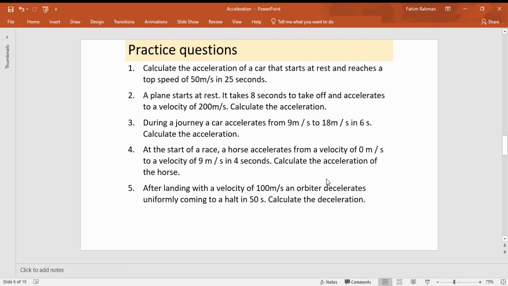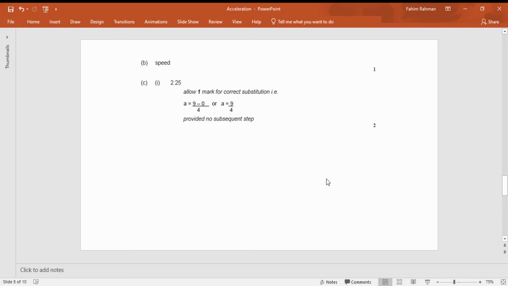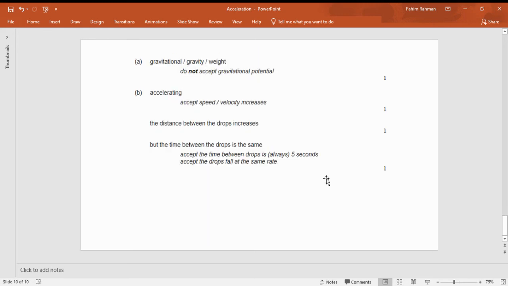Following on, we've just got some practice questions for you to do, and then some exam questions I would like you to have a go at, with the mark schemes to help you out.